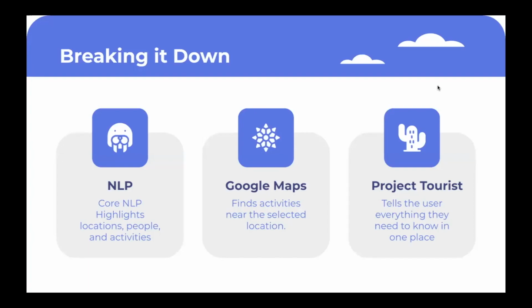I'm going to be breaking down our program. Basically, we start with the natural language processing, specifically using Stanford's Core Natural Language Processing library. We're using that to highlight locations, people, and activities that may be mentioned in the user inputted string. From there, we're going to relay whatever information we can collect to Google Maps, and that'll either help us identify a location or find the activities near the location. Finally, all that information will be combined and relayed to Project Tourist, either the web app or desktop app, and that'll tell the user everything they need to know and want to know all in one place.